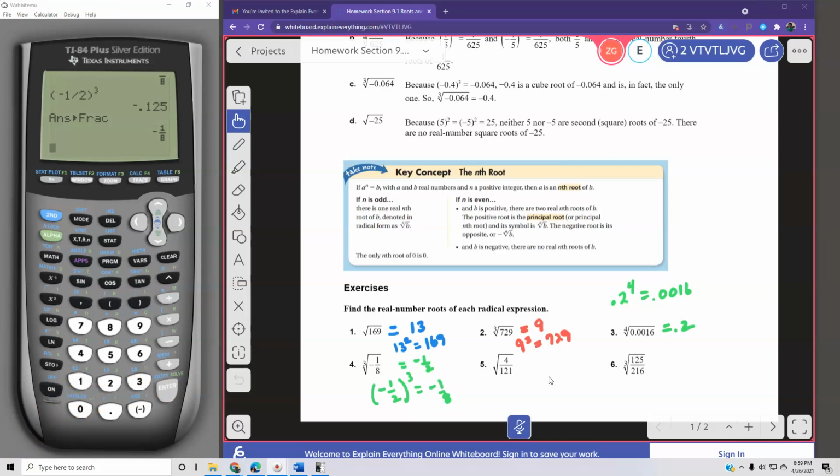So number 5, we have a square root, so it's an even index, and we know that the b value is positive, so there are going to be two possibilities. You can either have 2/11 raised to the second power, or -2/11 to the second power. So there are actually two roots. It's either 2/11 or -2/11, because that's going to give you 4/121. But the principal root is going to be 2/11.